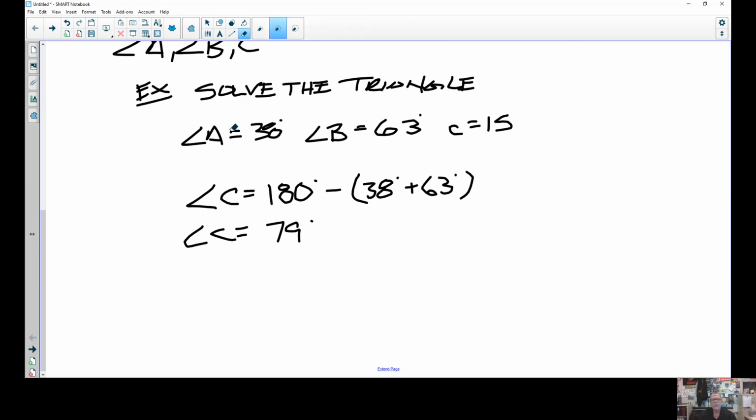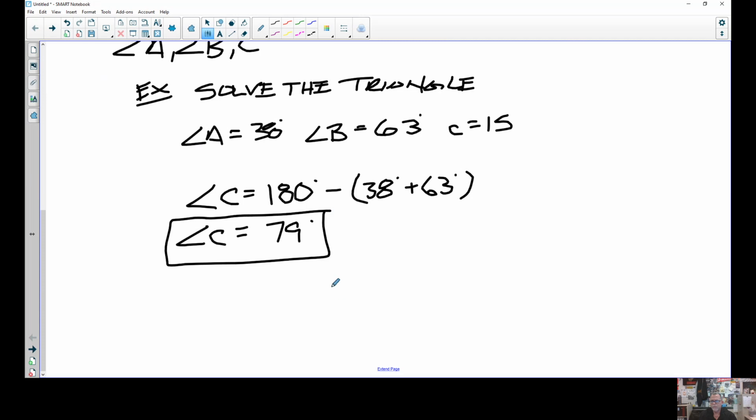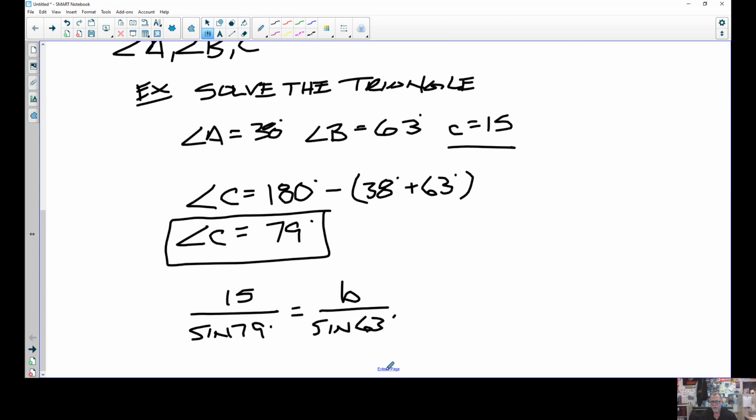Let's just clean that up a little bit. So angle C is 79 degrees. We've got one of our answers already. Now we also have a pair, because I have side C. So now I can use that ratio, 15 over the sine of 79 degrees is equal to, and I usually go to the next largest angle, so I'm going to do length B over sine of 63 degrees. And then I just need to solve this.